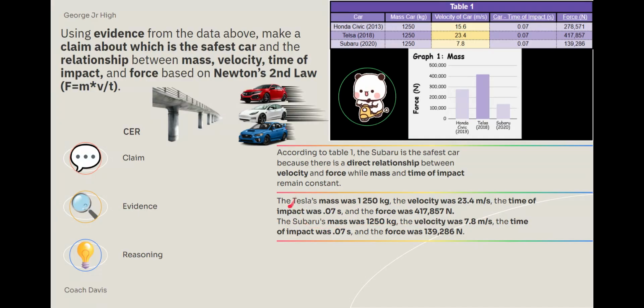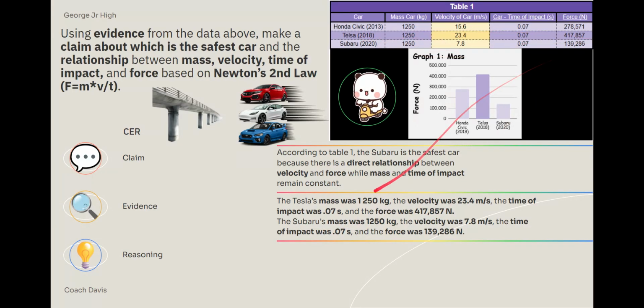So let's put these two data sets into sentences. Here we go. So the Tesla's mass was 1,250 kilograms. The velocity was 23.4 meters per second, and the time of impact was 0.07, and the force was 417,857. Now it's time for the Subaru.